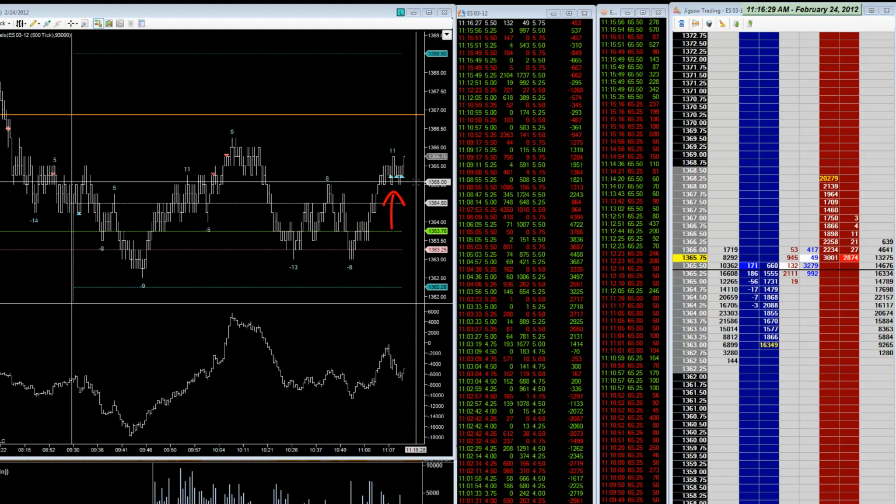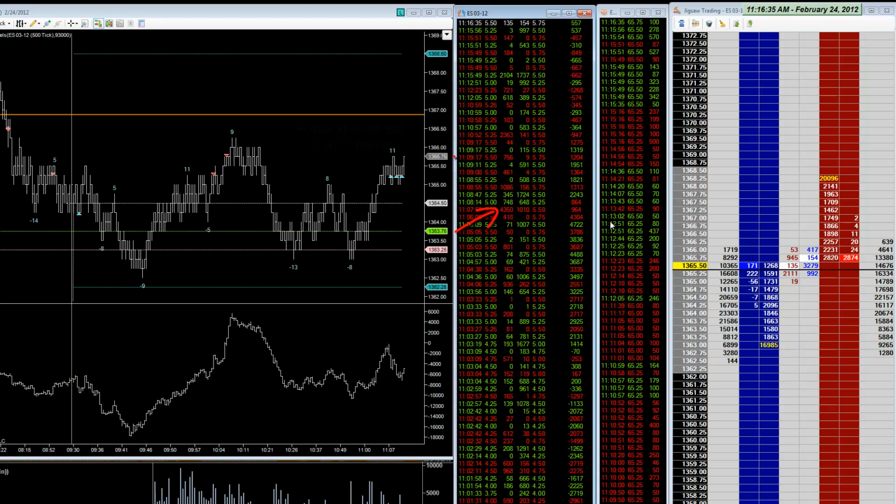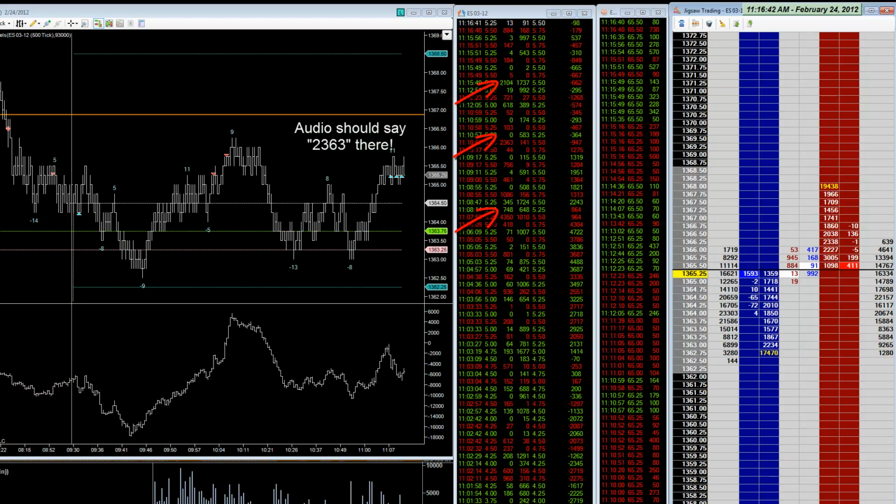Now we can also see on the summary tape over here, we see 4,350 orders hitting into 1365.25. We've got 2,636 here and 2,104 here. So these are the orders hitting those iceberg orders. We can also see the offers stacked over here. We can see offers of 2,000 to 3,000 orders, which is a lot higher than the bid.